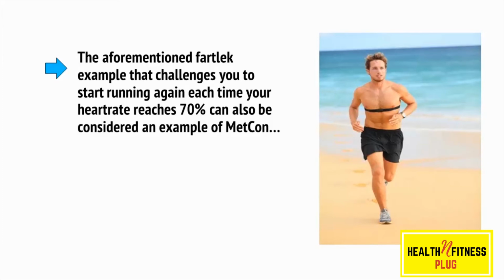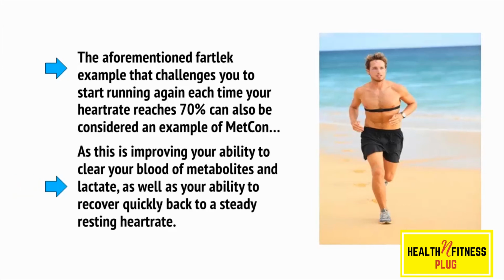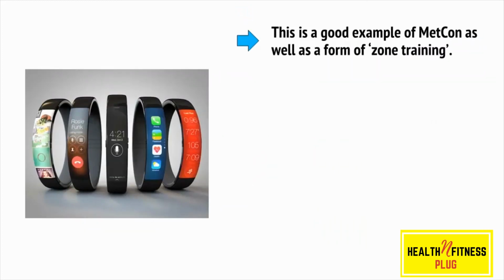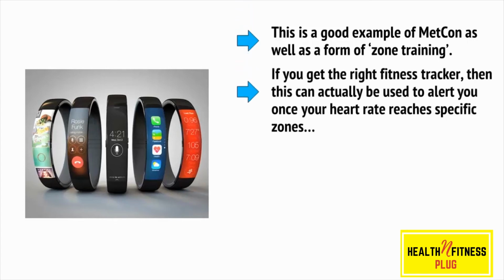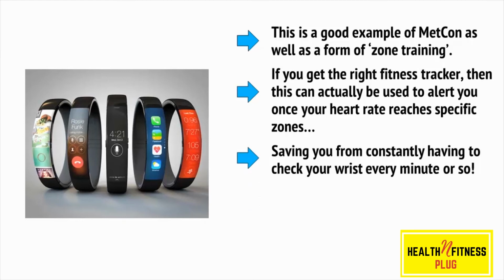can also be considered an example of Metcon, as this is improving your ability to clear your blood of metabolites and lactate, as well as your ability to recover quickly back to a steady resting heart rate. This is a good example of Metcon as well as a form of zone training. If you get the right fitness tracker, then this can actually be used to alert you once your heart rate reaches specific zones, saving you from constantly having to check your wrist every minute or so.